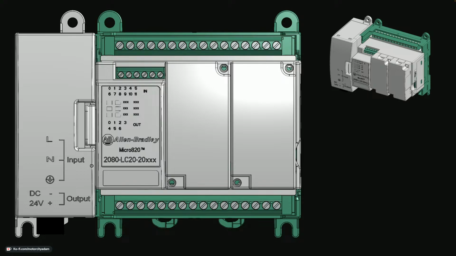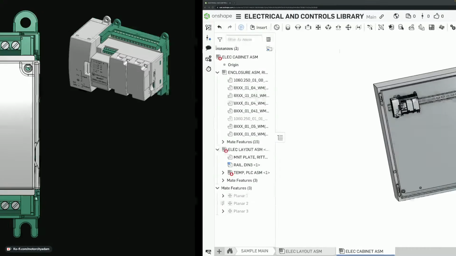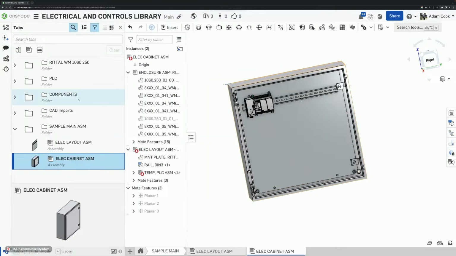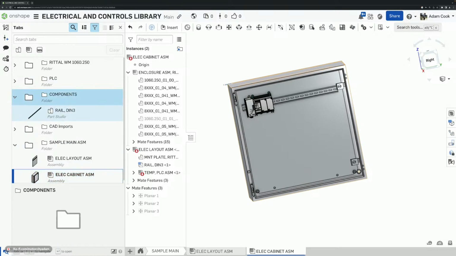Okay, this is a three-dimensional representation of, and now I have gone over to Onshape.